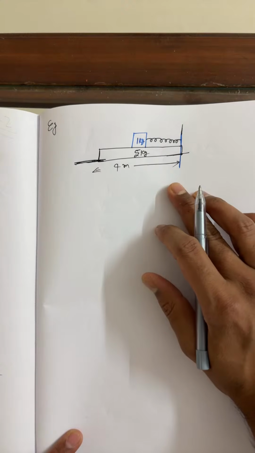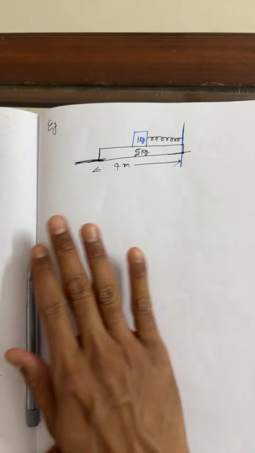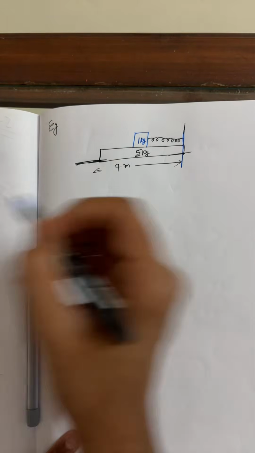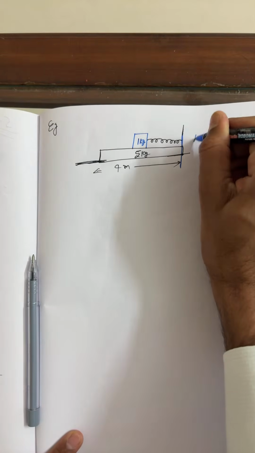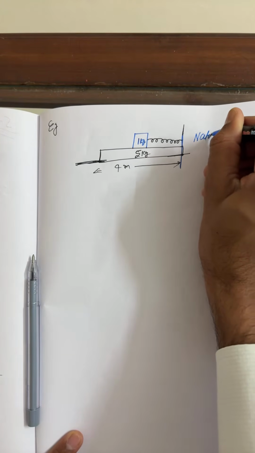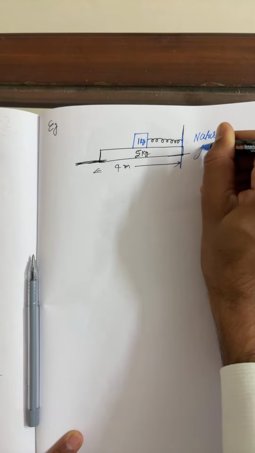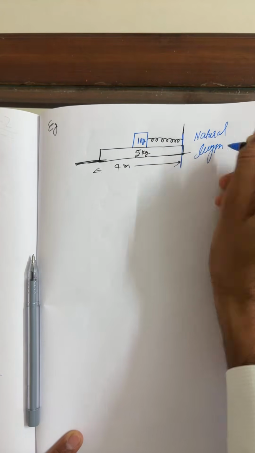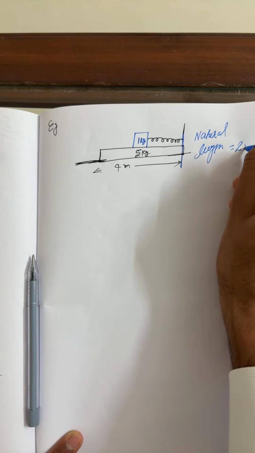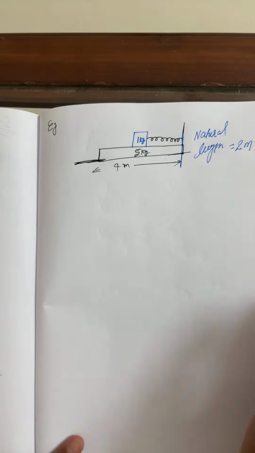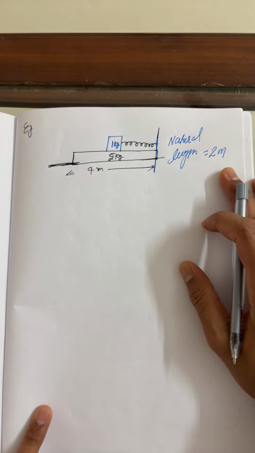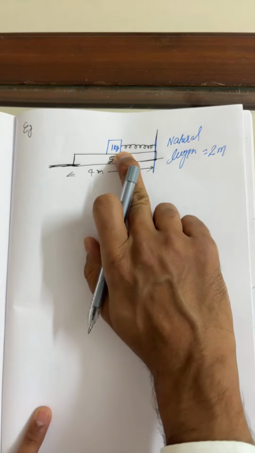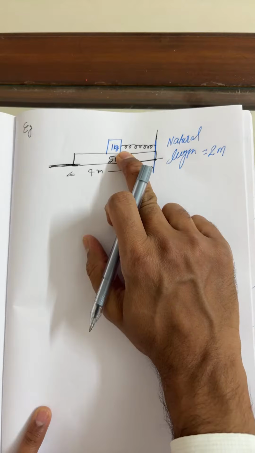spring of natural length. Without any disturbance at all, the natural length of the spring is 2 meter. Given natural length of the spring, 2 meter, it is fixed to the plank by its one end. The other end of the spring is compressed by the block by half of the natural length.